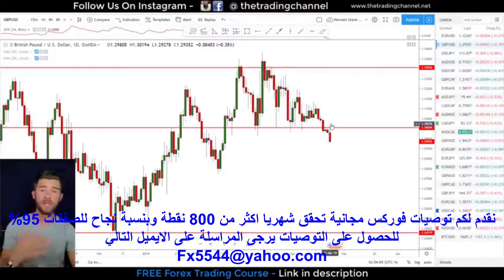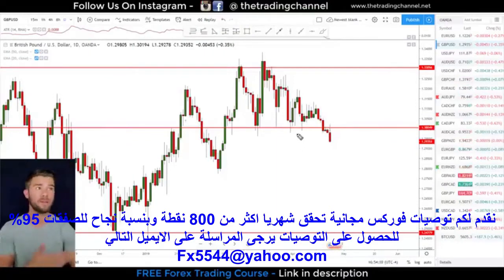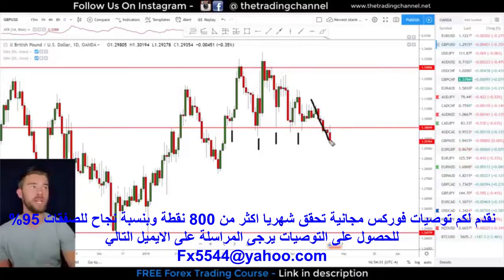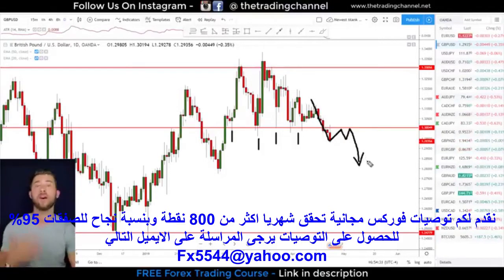Next, we look for levels of structure that have been tested more than 3 times. If we look here on the pound dollar, we have 1, 2 right here, 3, 4, 5 instances where this level was used as support, so we have a multiple tested level of support. So if we get this breakout, what we're looking for going forward this week and into next week is a pullback up into 1.3 and a possible move down from that area. That's what we're looking at on the pound dollar for the remainder of the week.